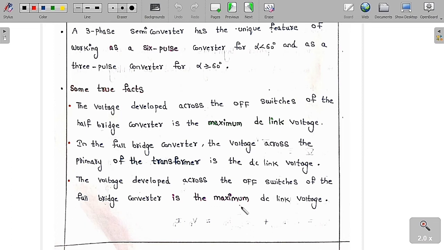So this point and the third point are very similar. The only thing is that the converter changes, but anyhow they face the same maximum peak value. The voltage developed across the off switches of the half-bridge converter is the maximum DC link voltage, and similarly for the full-bridge converter. So whether it is the half-bridge or the full-bridge converter, in the off state of the switches, the maximum peak inverse voltage they get is the maximum value of the supply voltage, which is Vm.